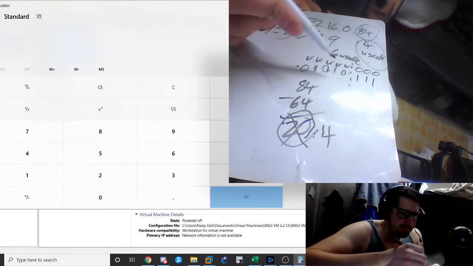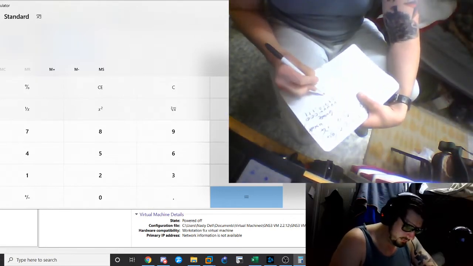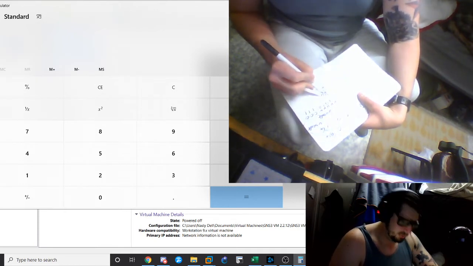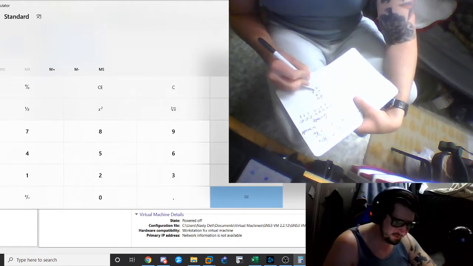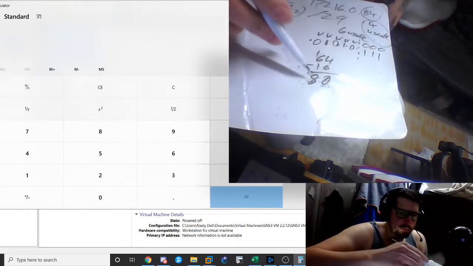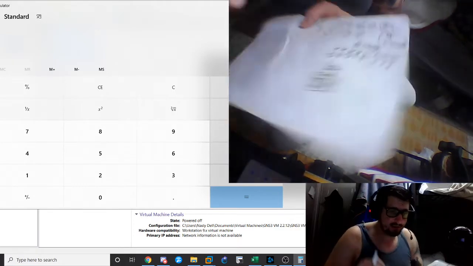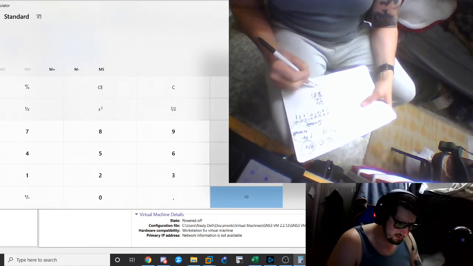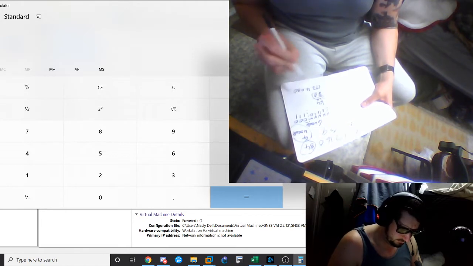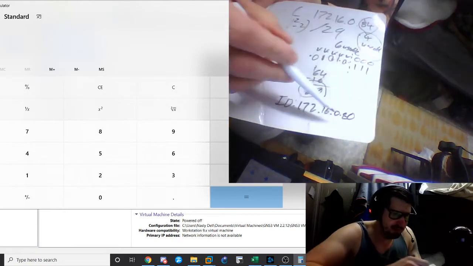64 plus 16. Let me do a little more mental math. Six plus 2, guys. Oh my gosh. Get it together. So 80 is the number when you add these two up. So this, 80, if my calculations are correct, which I've been wrong before, is going to be our subnet ID. Okay, we're going to indicate that right there.